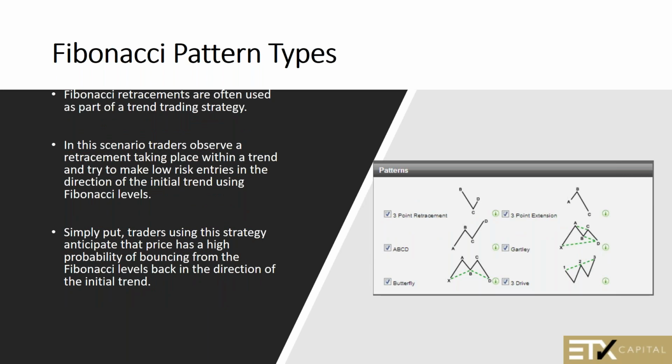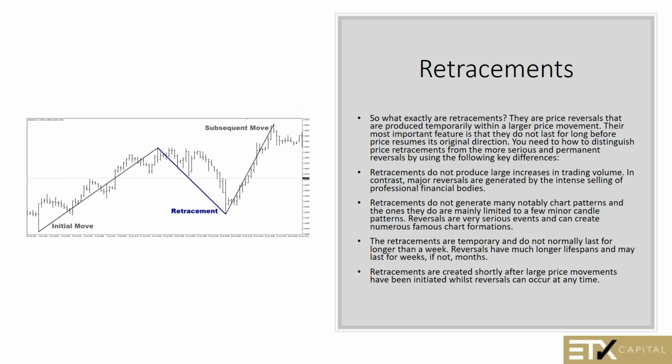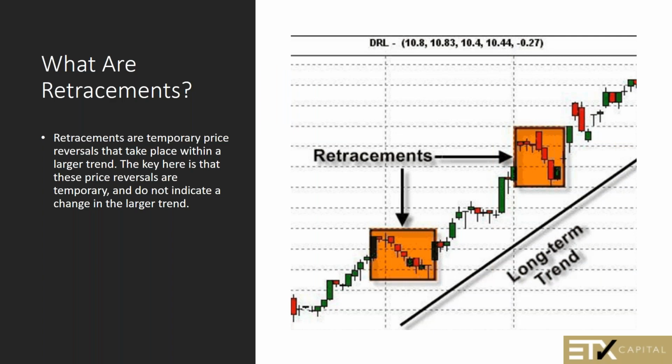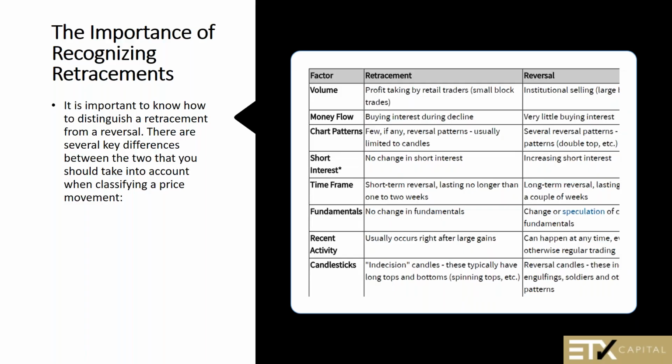Now, a good addition or a good verification to chart patterns is using Fibonacci retracements, and they can be very easily added into your trend trading strategy. So you want to observe the retracements taking place within a trend and try to make low risk entries in the direction of the initial trend using Fibonacci levels. Simply put, traders use this strategy to anticipate that price has a high probability of bouncing from the Fibonacci levels back in the direction of the trend. So now we have a whole class on Fibonacci retracements and reversals, and you should come to that class because you can combine these together to see whether you have a simple retracement or you're actually having a reversal taking place.